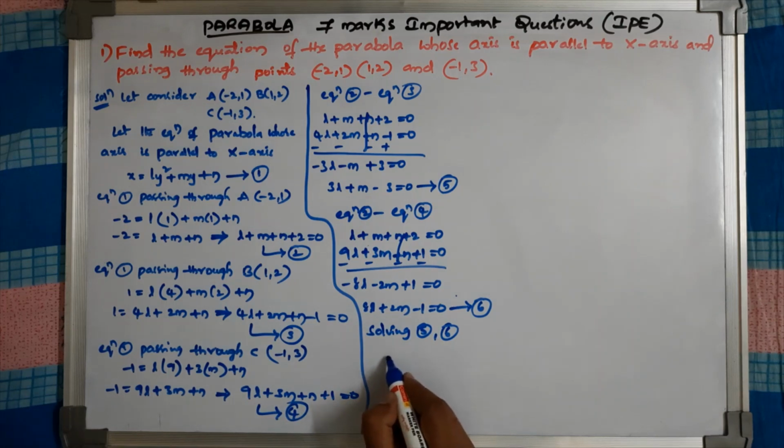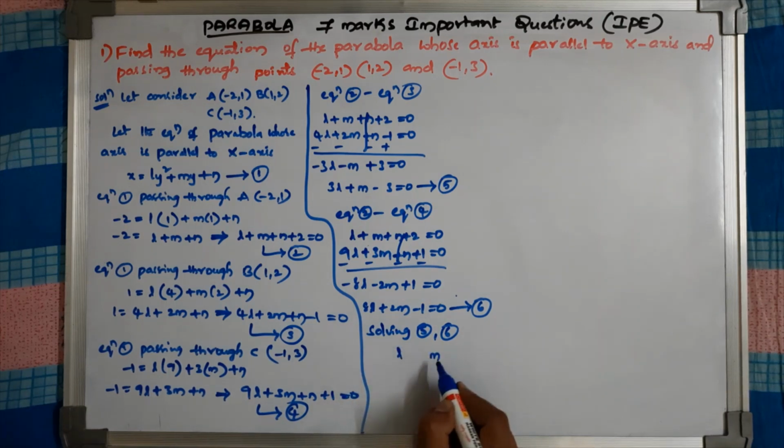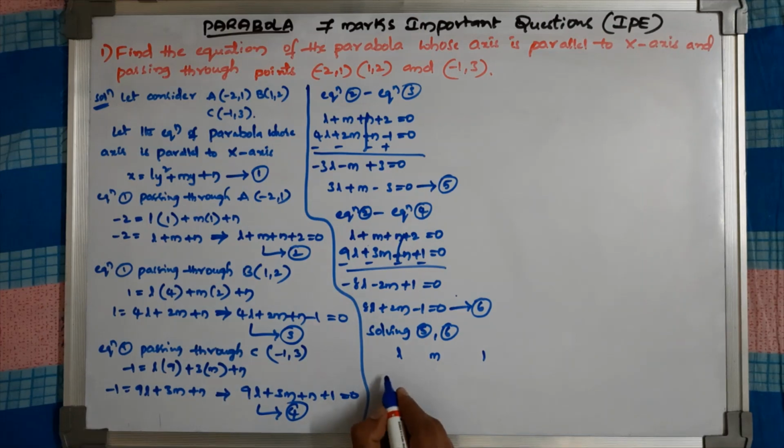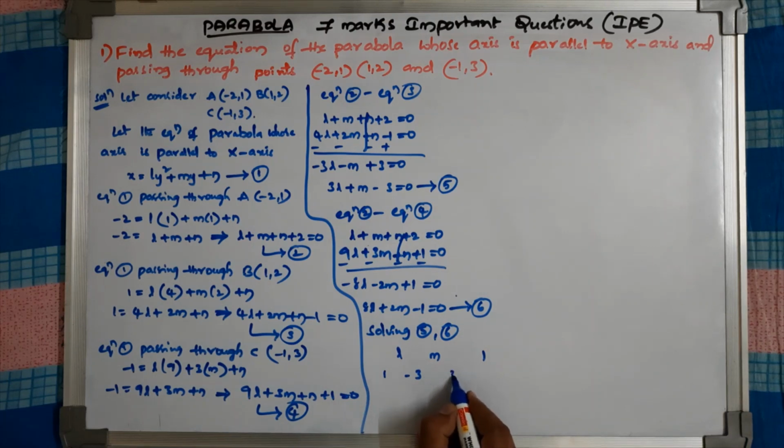How do you solve this by cross multiplication? L, M and 1, right? L, M, N, the constant. From equations 5 and 6 you get the constant values are 1, minus 3, 3 and 1. And what about the second row? 2, minus 1, 8 and 2. Do the cross multiplication like this for L and M values.